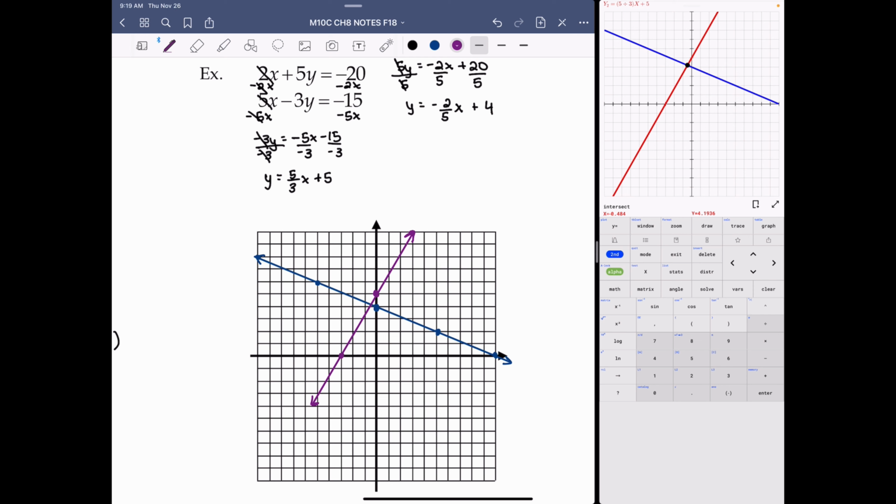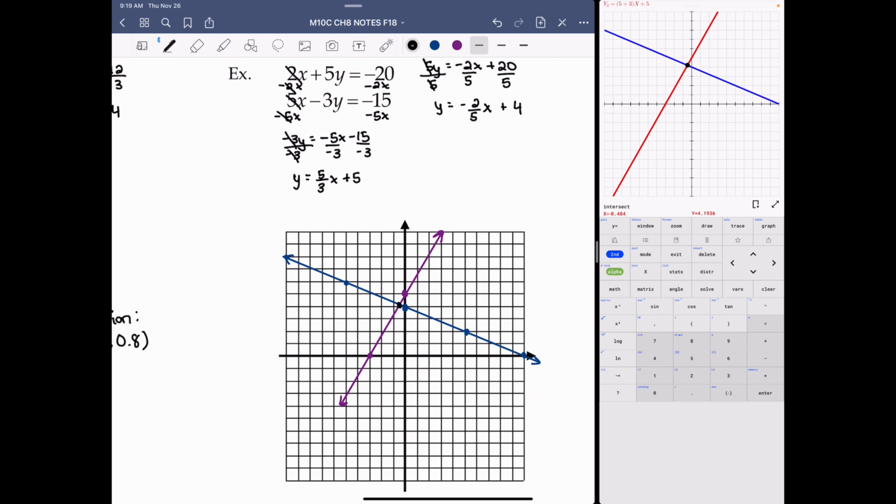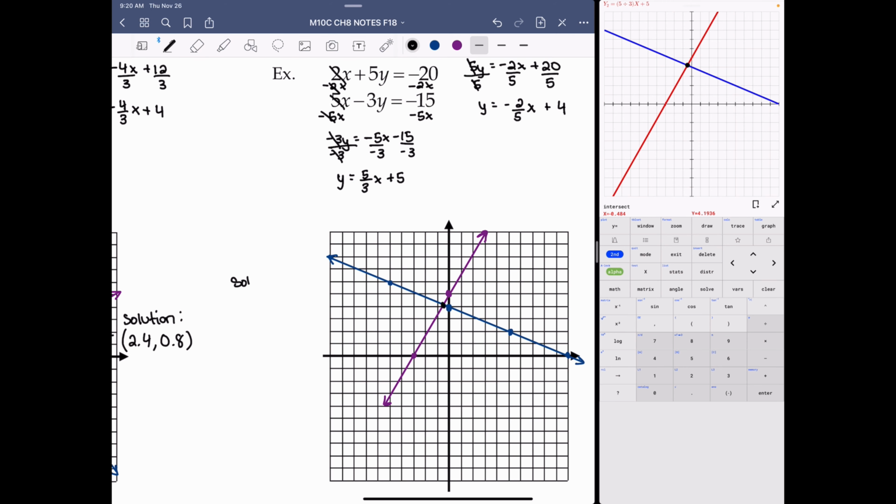And our intersection point is here. It's at -0.48 and 4.1936. It looks pretty accurate, I would say. So our solution in this case, let's round to the tenths place, -0.5 and 4.2.